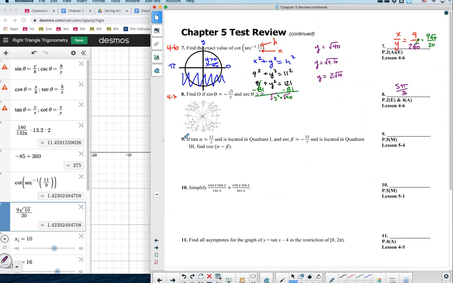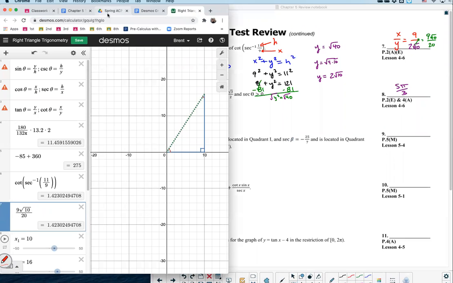This is the first problem that comes from chapter 5, specifically chapter 5, lesson 4. It says if tangent alpha is 12 over 5 and is located in quadrant 1, and secant beta is negative 25 over 7 and located in quadrant 3, find cosine of alpha minus beta. Well, let's go to our formula chart real quick.